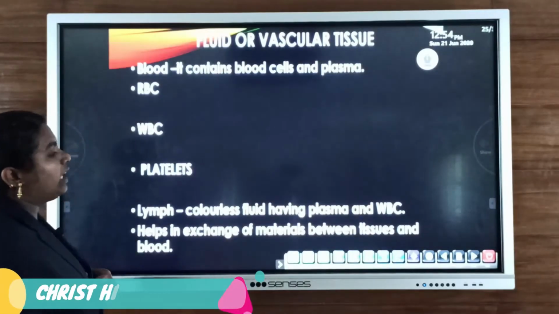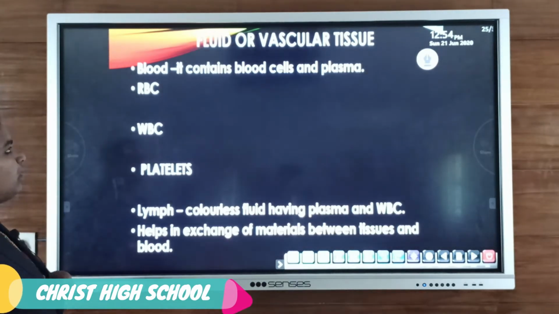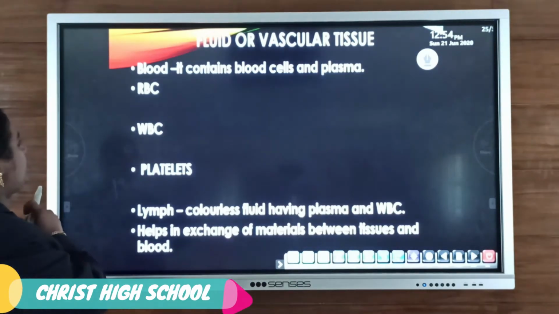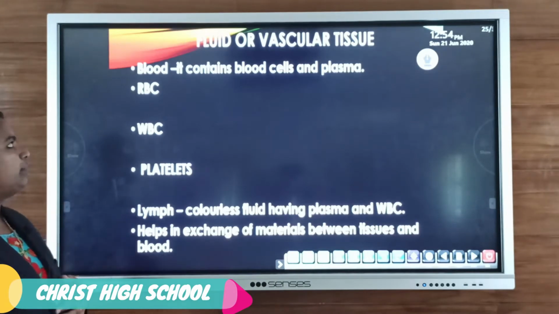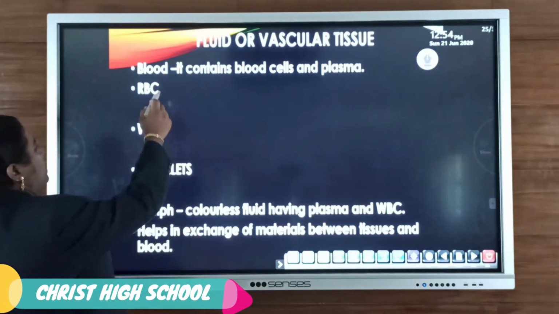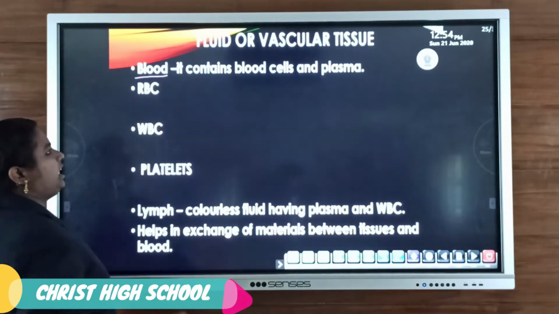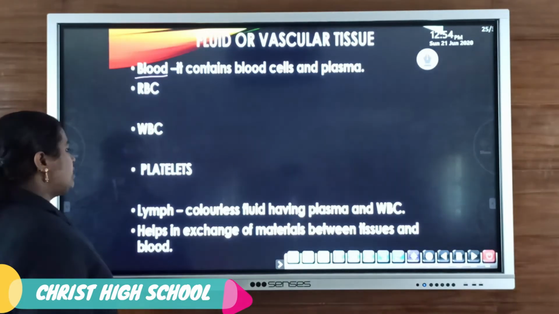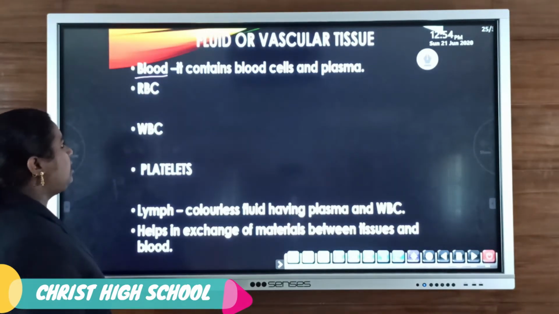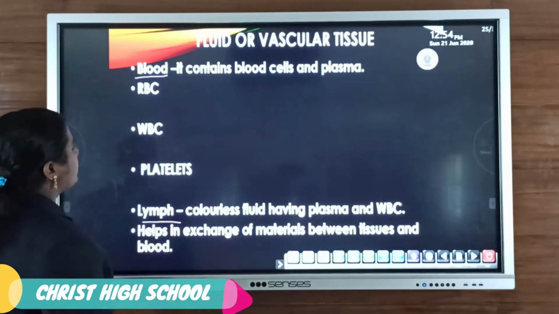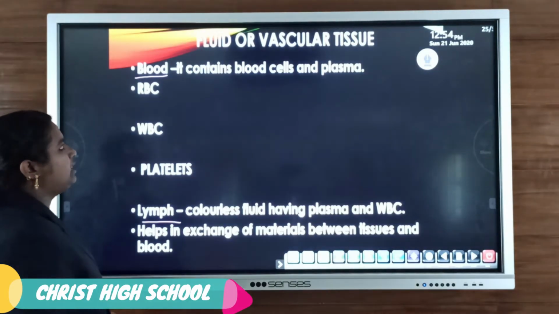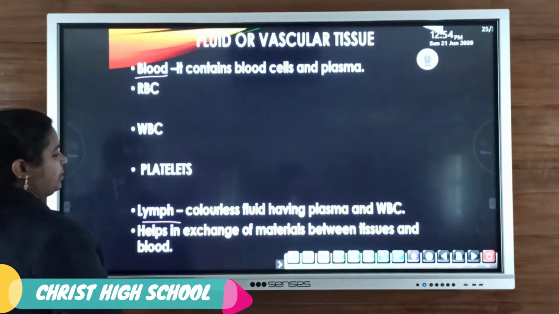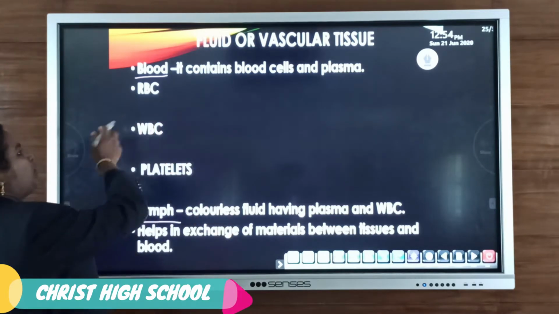The next type of connective tissue is fluid or vascular tissue. Fluid or vascular tissue mainly consists of blood. Blood contains blood cells and plasma. Along with blood, another component of this fluid tissue is lymph. First we will discuss blood.